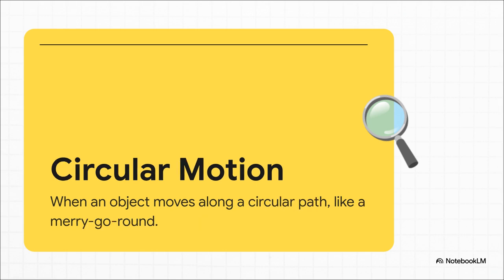But what if you're not going straight? If your path is a circle, like a horse on a merry-go-round, you are in circular motion. You're moving, you're constantly changing direction, but you're always staying the same distance from the center point.